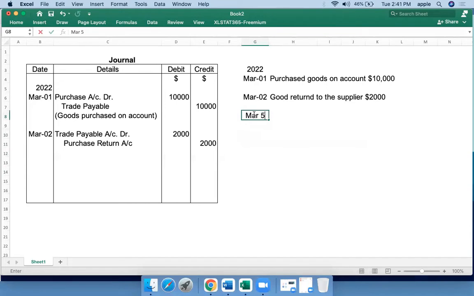Now I am paying on March 5th. Paid $8,000 to the supplier. Tell me which two accounts are affected. Bank and... Bank, sorry. It's trade payable. Yeah, bank and trade payable. Are you sure? There is no check written.